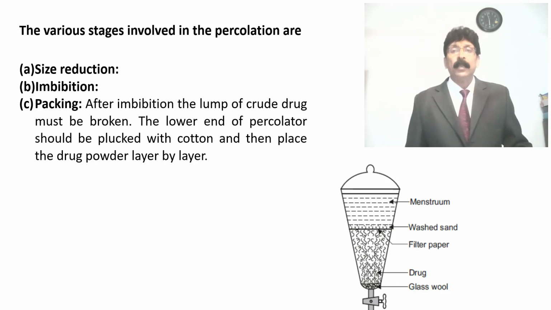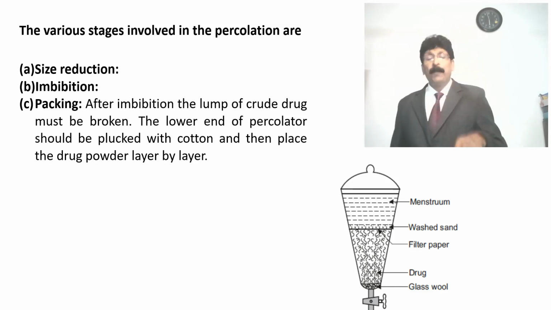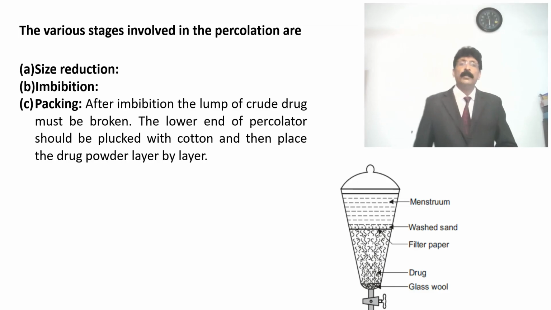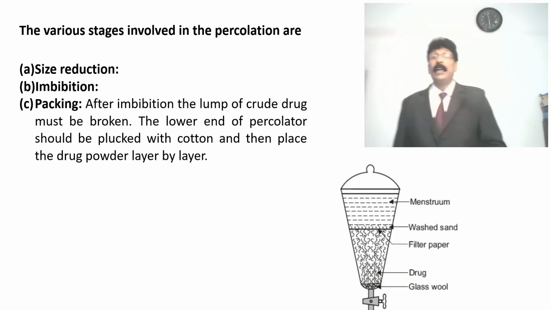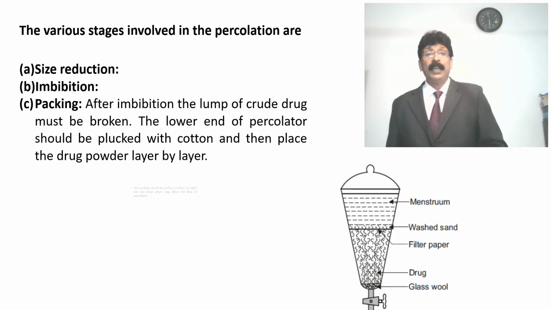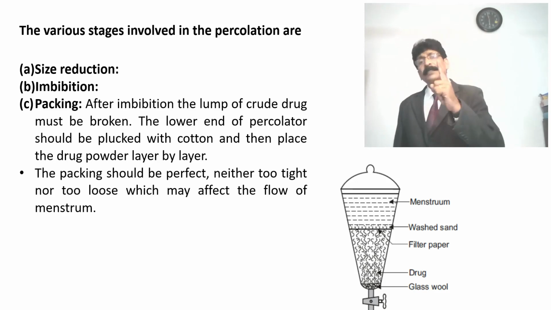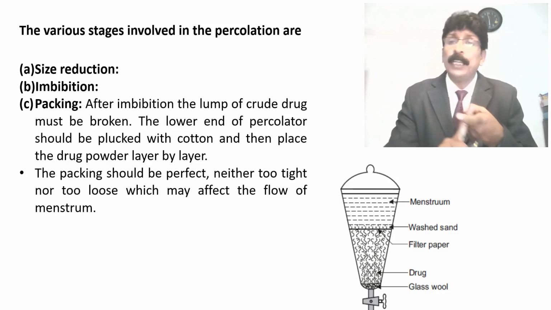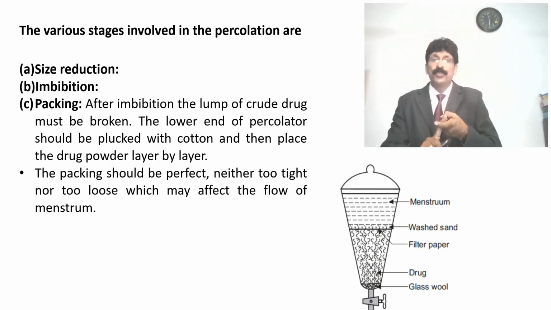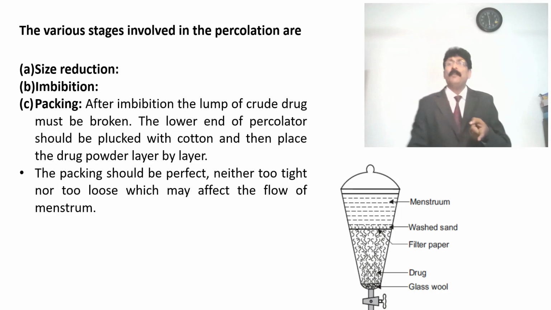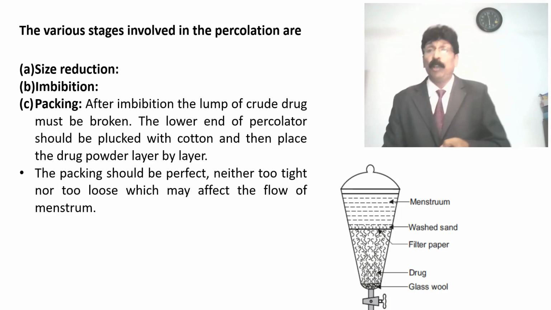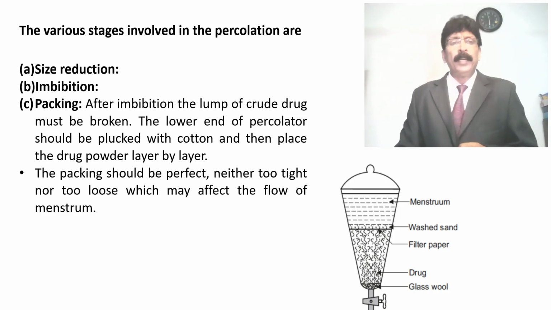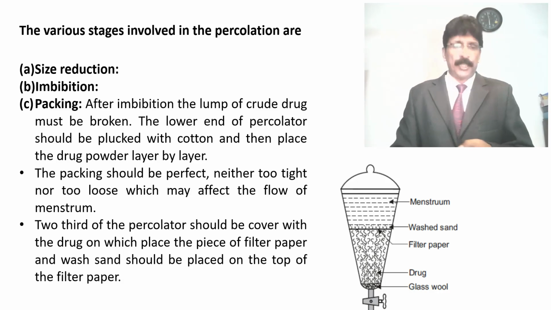Packing. After imbibition, the material may form a lump, and the crude drug must be broken up. The lower end of the percolator should be plugged with cotton and then the drug powder layer placed, as shown in the picture, layer by layer. The packing should be perfect. It should be neither too tight nor too loose, which may affect the flow of the menstruum. You know that the menstruum or solvent system must have free movement to extract the main components.